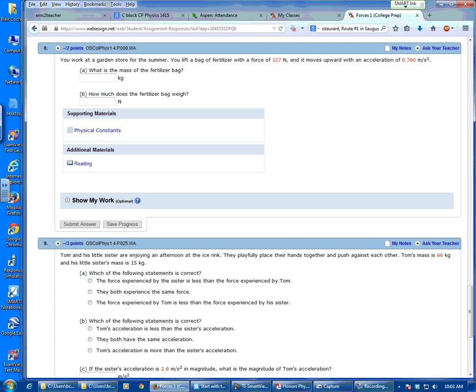So we're going to start with number 8 here. Garden store in the summer, you lift a bag of fertilizer with this force, it moves upwards with this acceleration. What's the mass of the fertilizer bag? How much does the fertilizer bag weigh? Okay, so this is number 8.